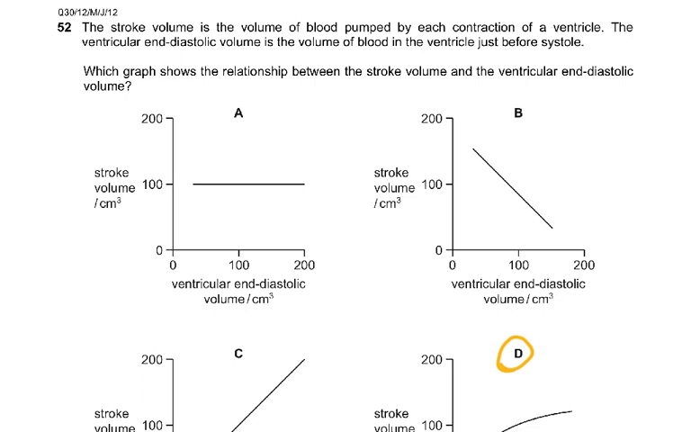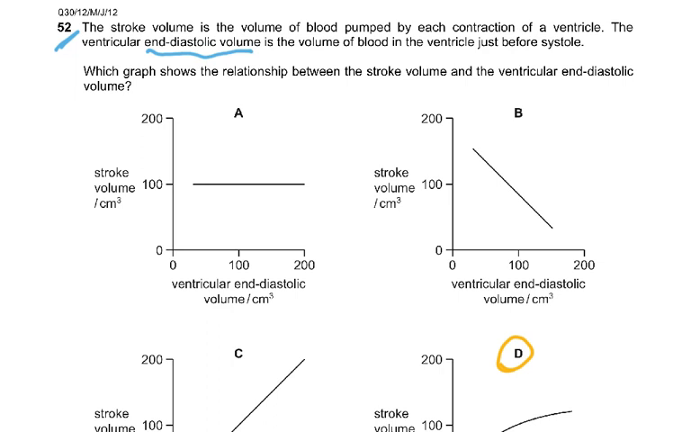Question 52, the stroke volume. Stroke volume is the volume of blood pumped by each contraction of a ventricle. The ventricular end diastolic volume, EDV, is the volume of blood in the ventricle just before systole, what is left behind when the blood is pumped out. Diastole means relaxing, and there is still a little bit of blood left behind. That, of course, results in the diastolic blood pressure, and if it is high, it is not a very good sign.